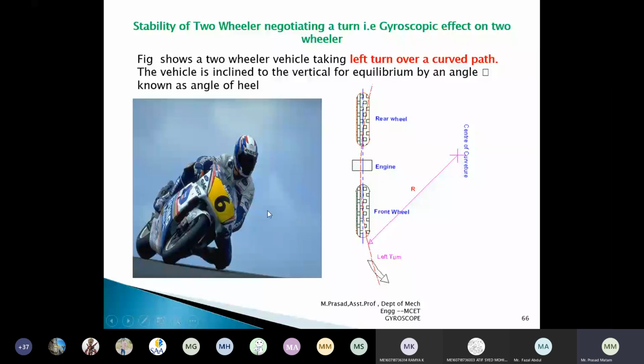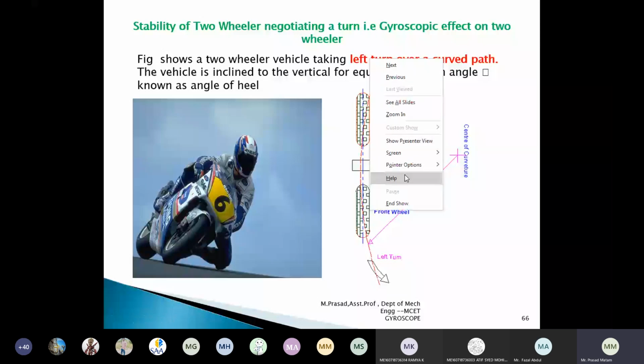Now, to maintain the stability, our aim is how to maintain the stability. So what are the forces coming here? One is the gyroscopic force and one more force coming on the vehicle is the centrifugal force. Due to the gyroscopic force we get the gyroscopic couple, and due to the centrifugal force we get the centrifugal couple. Capital R is the radius of curvature while taking a turn on a curved path. This is a left turn with radius R. This is the rear wheel, this is the engine, and this portion is the front wheel.